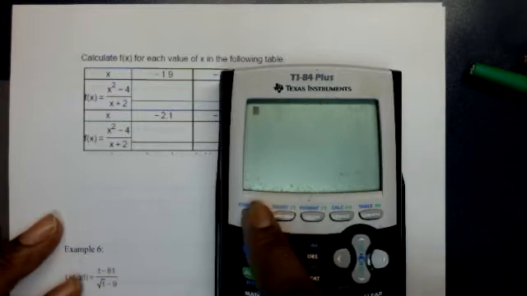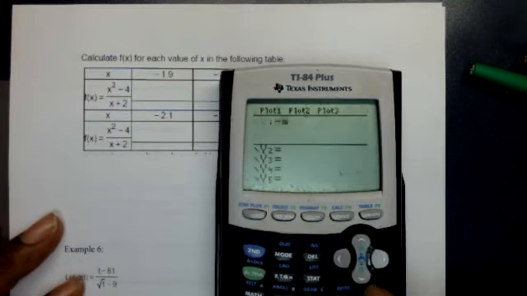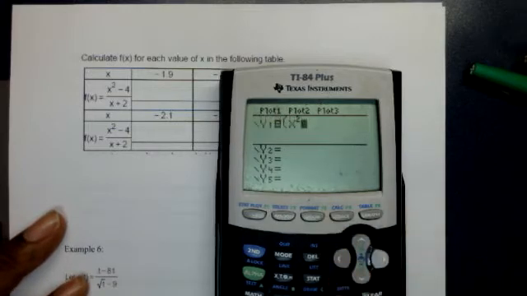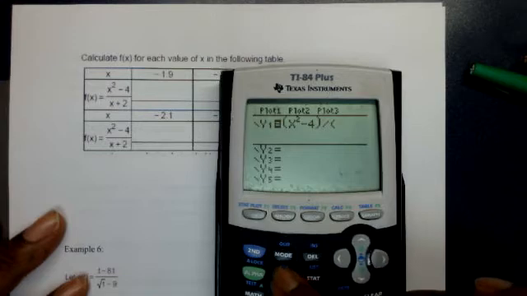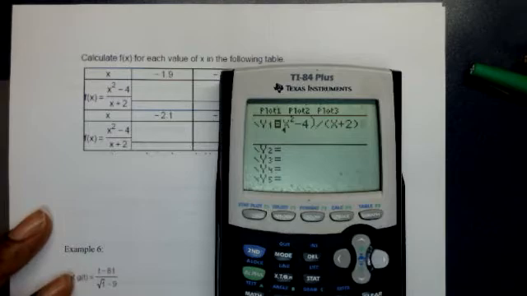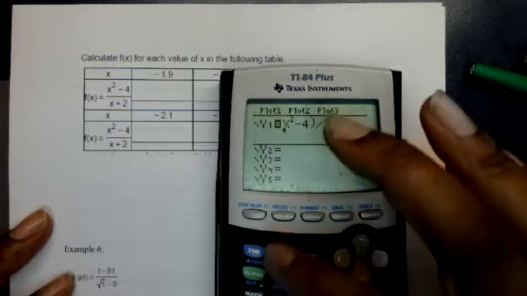Okay, let me do y equal to, and then clear this out. The numerator and the denominator I'm gonna put in parentheses. So here, I'm gonna do left parentheses, press the X,T,theta,n key for the x, and then press x squared to square it, minus 4, close parentheses, then divide by left parentheses, x, X,T,theta,n for the x, plus 2. Okay.